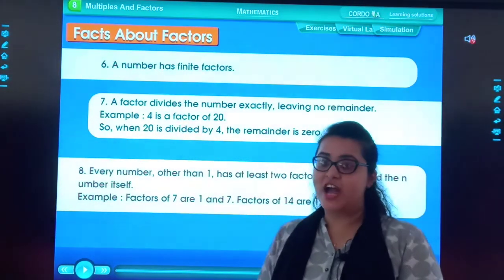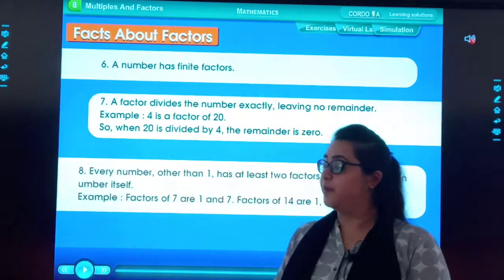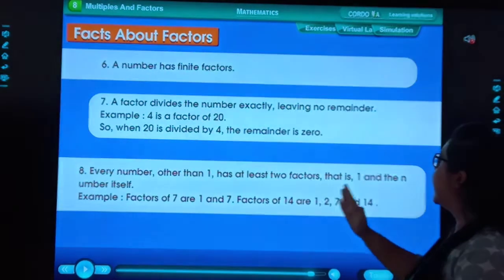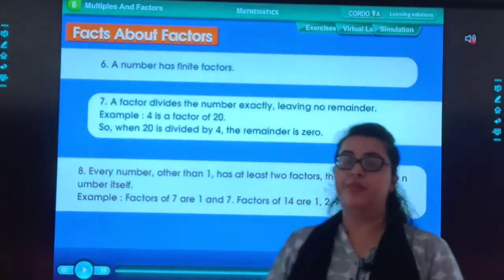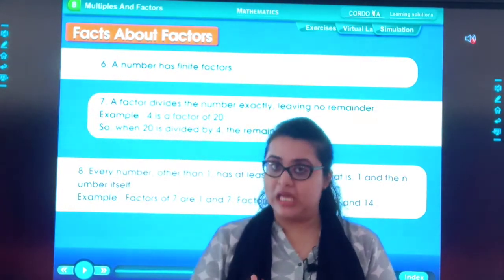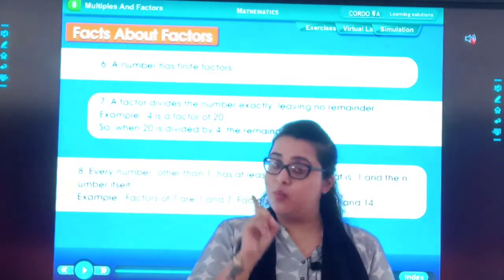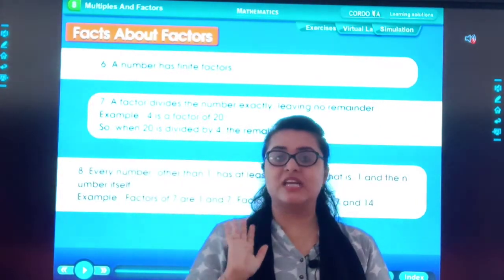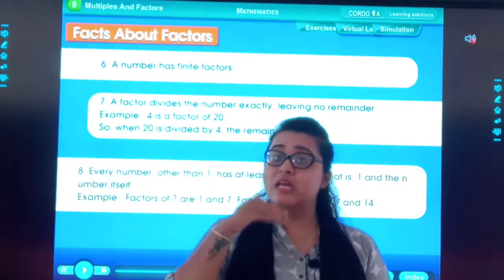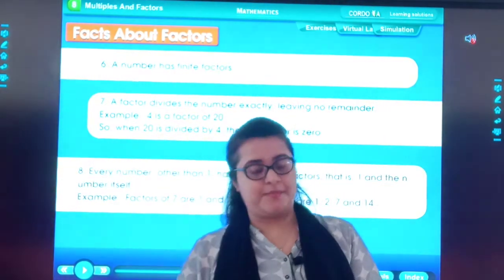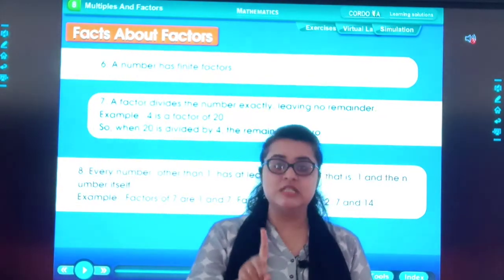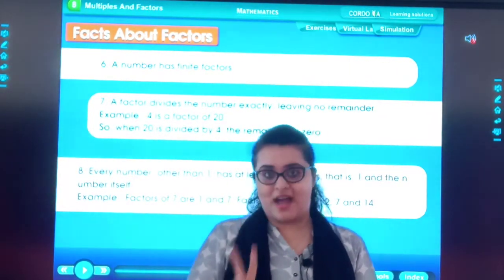The last fact of factors will be every number other than 1 has at least 2 factors, that is 1 and the number itself. Every number will have 2 or more factors. That means 1 and the given number itself. For example, if I ask you the factors of 12, then 1 and 12 and in between there can be many factors. So students, here we complete the discussion of factors as well as facts of factors.